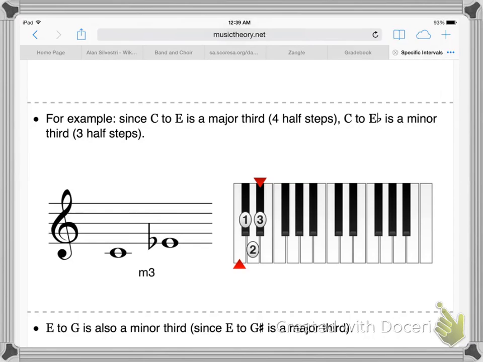For example, C to E is a major third, which is 4 half steps, but C to E flat is a minor third, which is 3 half steps. So if you look here, the major third would be C to E, but we know an E flat's a half step lower, so it's a minor third.